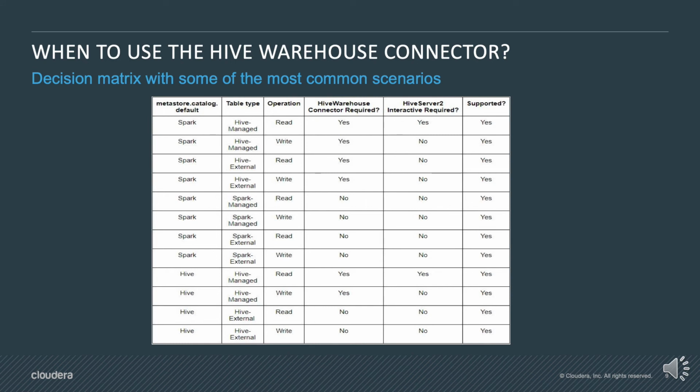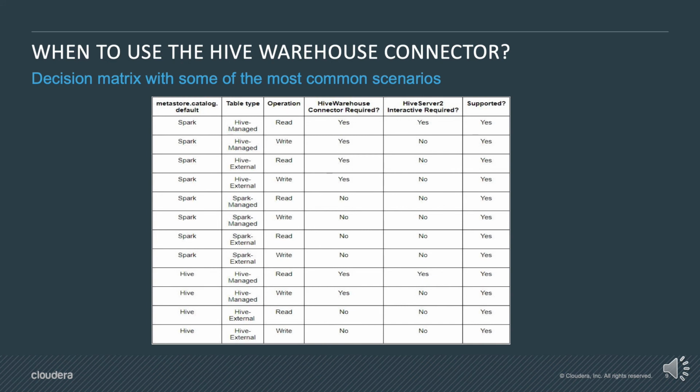So if this property is set to Spark and we wanted to access a Hive managed table, which we already know is ACID by default, and we wanted to perform a read operation, then we would require the Hive Warehouse Connector to be configured and the LLAP service as well.